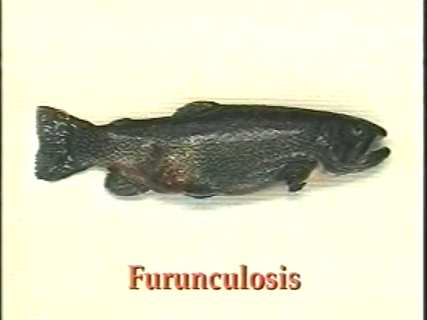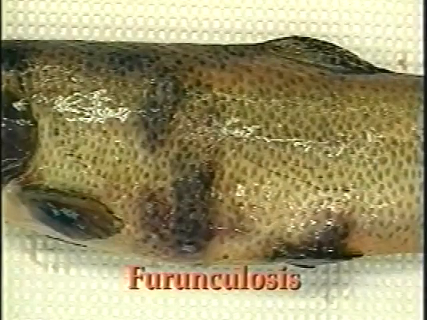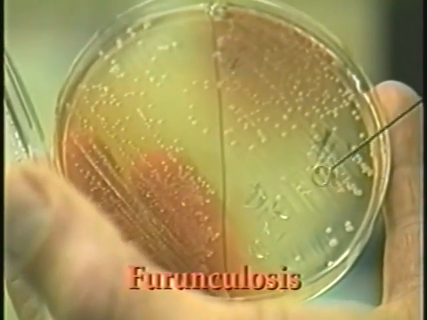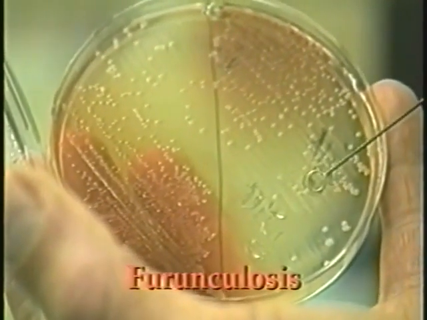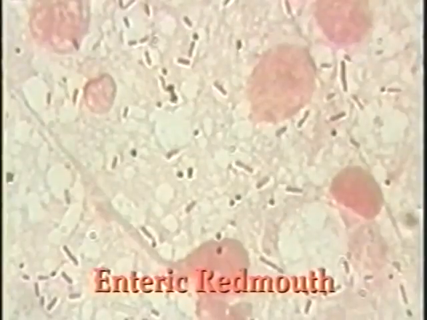Furonculosis is named for the distinctive skin lesions or furuncles that may occur, especially in chronic disease conditions. However, in acute infections, death usually occurs before clinical disease signs. The bacterium is easily recognized upon isolation because it is pigmented, and colonies in agar turn a deep brown color. Enteric redmouth takes its name from the hemorrhaging or reddening that may be apparent in the mouth. The bacterium is motile and has distinct biochemical characteristics.